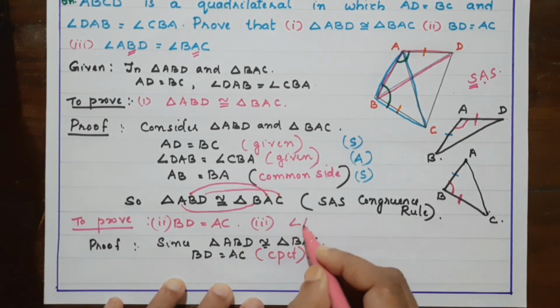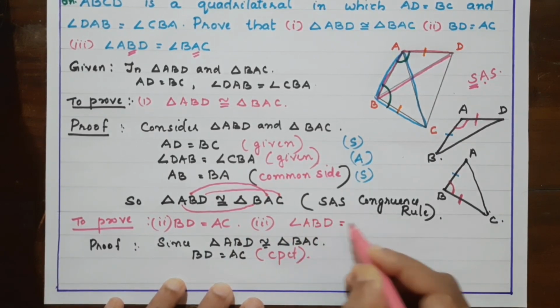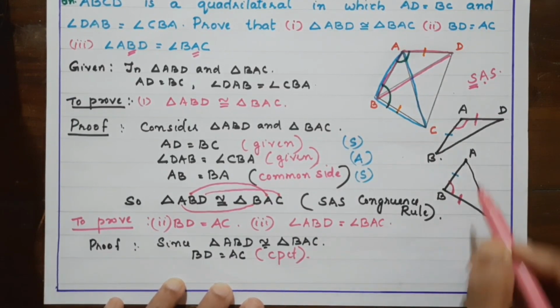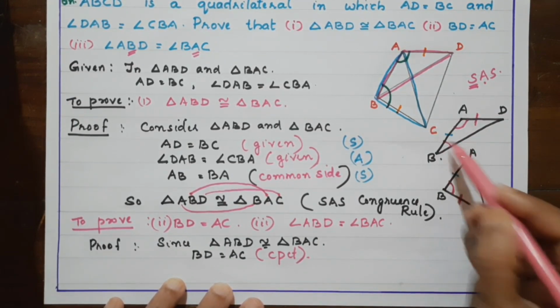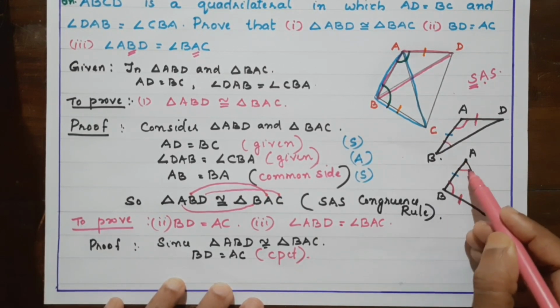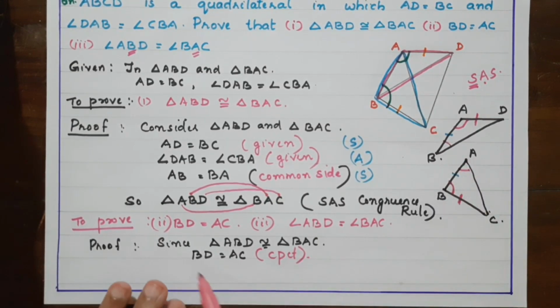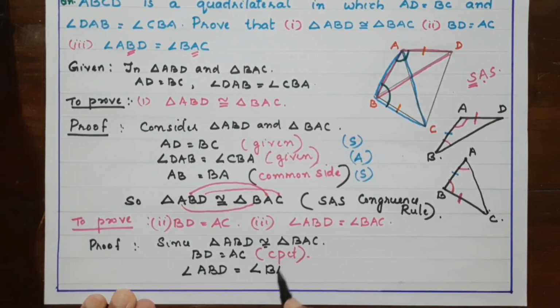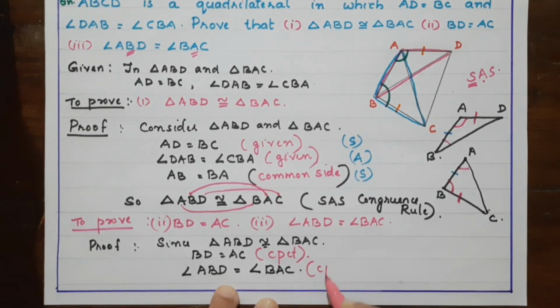Third one, angle ABD is equal to angle BAC, ABD this one and BAC this one. They are also equal. So we can write angle ABD is equal to angle BAC. What is the reason? They are also corresponding parts of congruent triangles, CPCT. Okay, children.